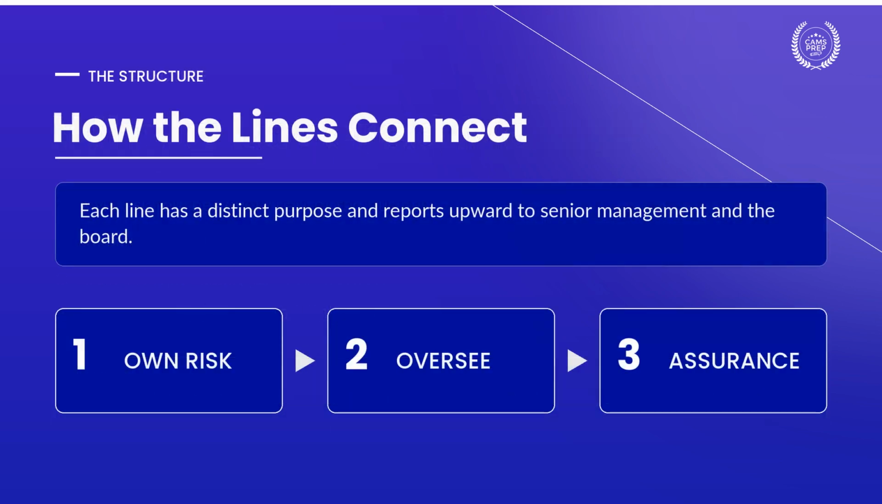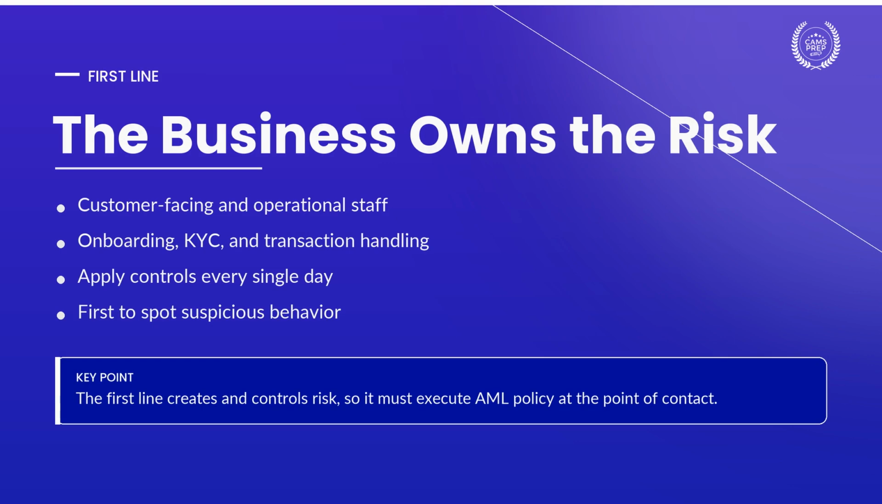Here is how the lines connect. The first line owns the risk. The second line oversees it. The third line provides assurance. Each line has a distinct purpose, and each reports upward to senior management and the board. Keep that order in your mind. Own, oversee, assure.